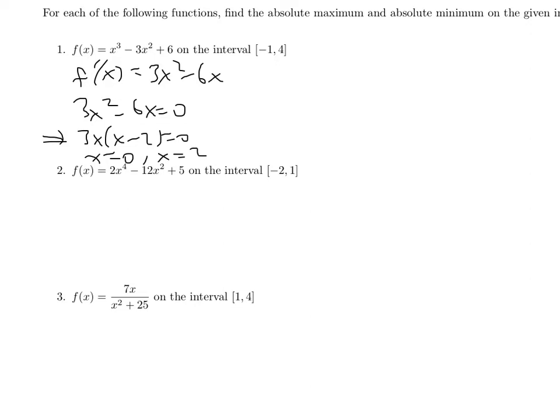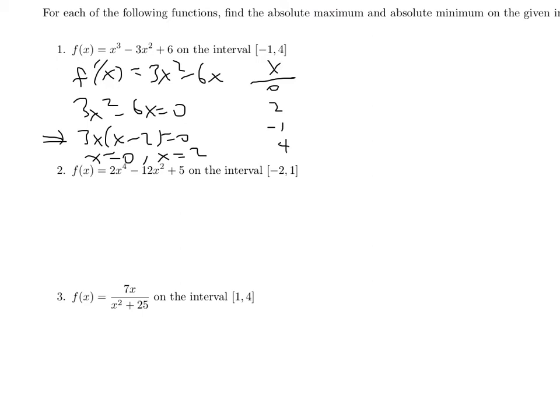Those are critical values. I only keep ones that are in the interval that I'm interested in. In this case, the problem always comes with a function and an interval. And we see that both 0 and 2 are in the interval. So I'm going to keep all of these numbers. So my values of x that I need to consider are 0 and 2 for the critical values, and -1 and 4 for the endpoints of the interval. This is all the places where I might possibly have an absolute max or an absolute min.